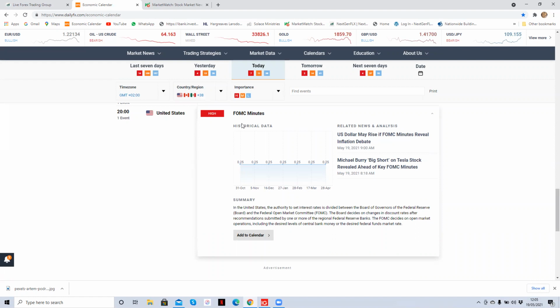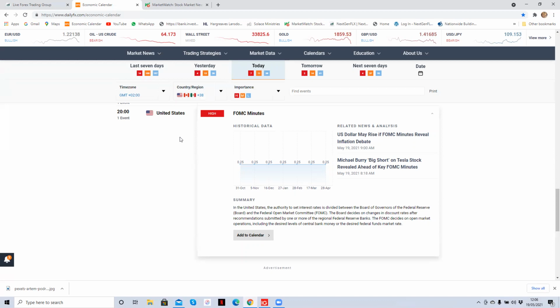When the markets or the analysts read the minutes of that meeting, they will have a good idea of what the bank officials were thinking about when they made that interest rate decision, and that could give you an insight into what they might do in the future. So that's why it's of huge importance. It's coming out at 8 p.m. GMT +2, and that would have an impact on all markets. All markets will be affected by this report because it's huge.